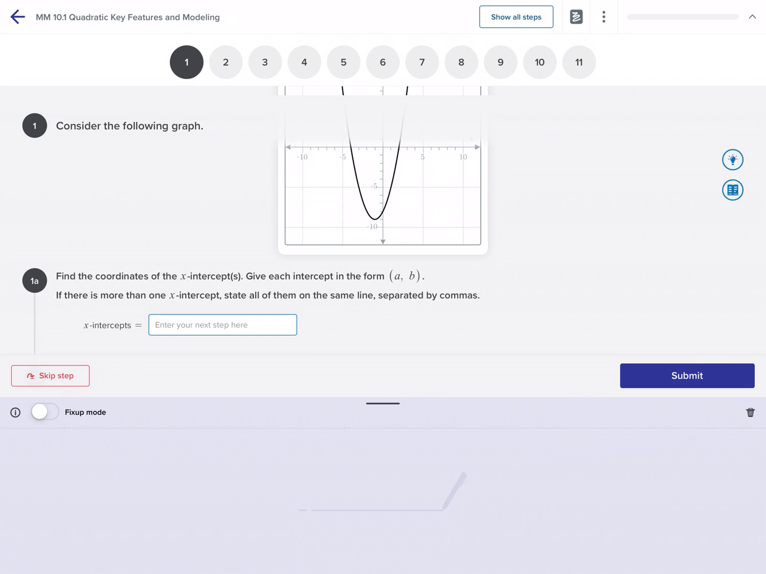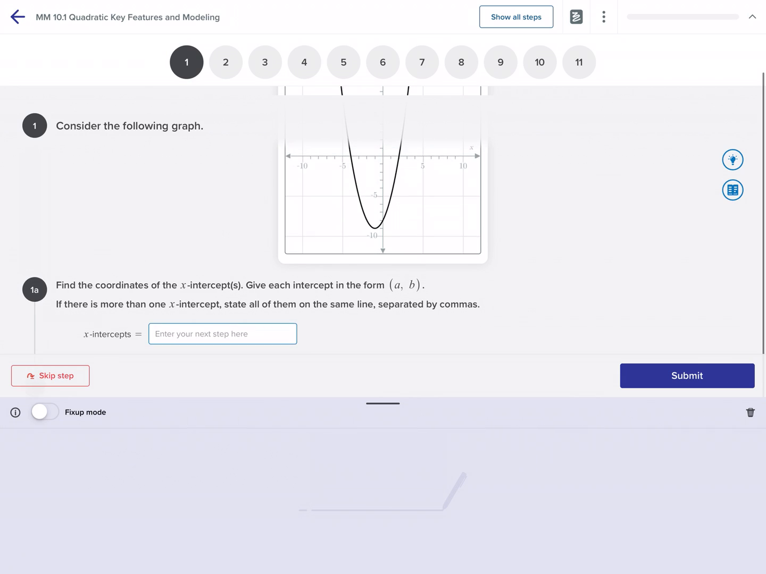So here at x-intercepts, it says to write it as an ordered pair. So here, one of the x-intercepts would be -4, 0, so you could write down -4, 0. And then it says do another comma to separate. The other would be 2, 0. Okay? Or you can plug it in, like I said, in the box and type in all that information too.